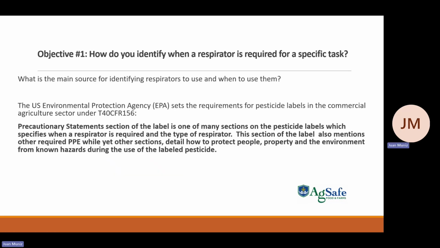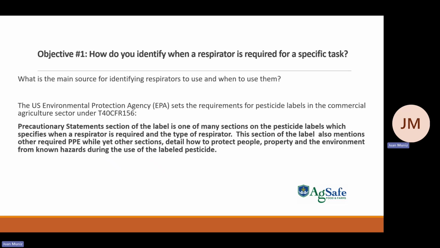Objective 1. How to identify when a respirator is required for a specific task. You may be asking yourself, what is the main source for identifying respirators to use and when to use them? The United States Environmental Protection Agency, known as EPA, sets the requirements for pesticide labels in the commercial agriculture sector under Title 40, Code of Federal Regulations, Section 156.